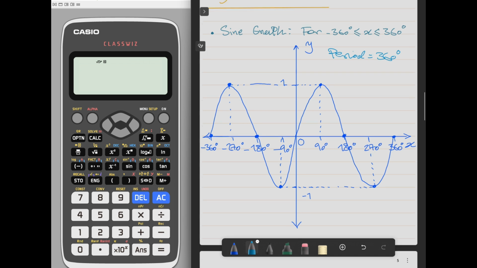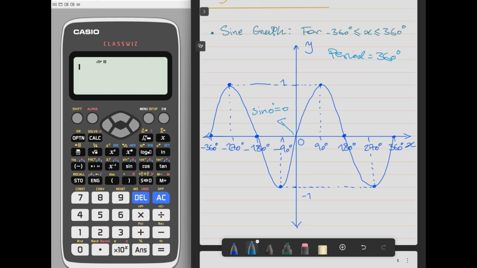And so, you see, sine 0 is going to be 0. Sine 90 is going to be 1. Sine 180 is going to be 0. Sine 270 is going to be minus 1. And sine 360 is going to be 0.